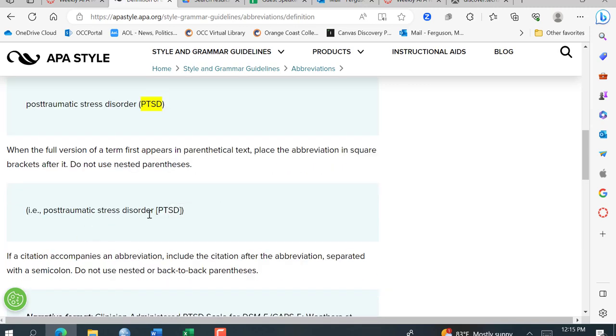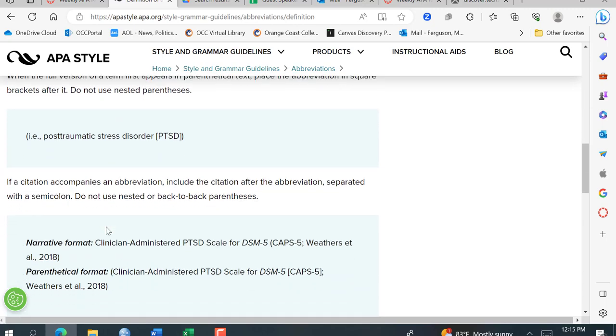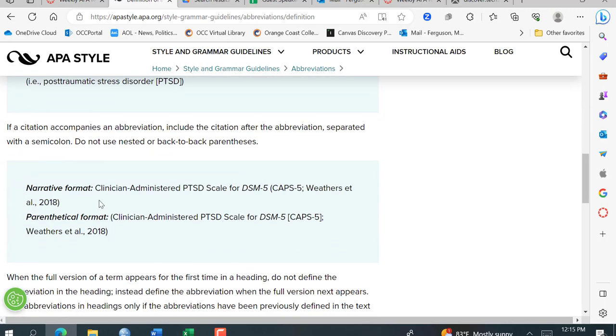This you probably wouldn't use too often, but this is often used where sometimes maybe you need to cite a scale. So you have this scale listed here, Clinician Administered PTSD Scale for DSM-5, but you're going to use that 3 more times in your writing, so you want to abbreviate it within the parentheses. You also want to cite that scale. So you put both within the parentheses and you separate with a semicolon.